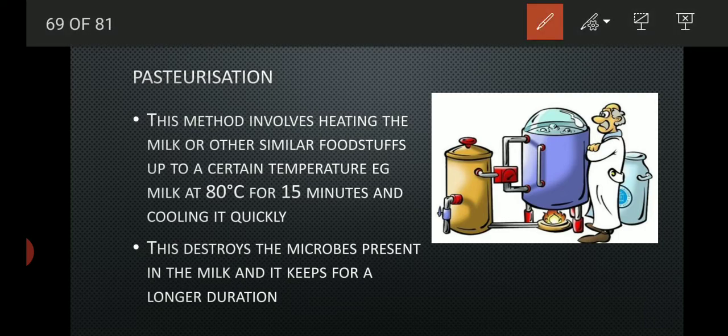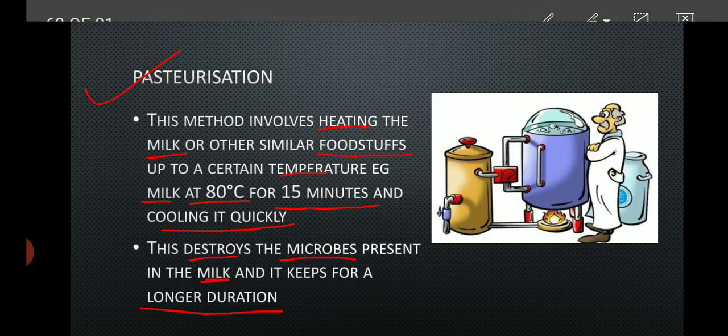Now the next method you can see here is pasteurization. In this method, it involves heating the milk or other similar foodstuffs up to a certain temperature. Example, milk at 80 degrees Celsius for 15 minutes and cooling it quickly. With this, what happens, students? This destroys the microbes present in the milk and it keeps for a longer duration. So this is another method of food protection.